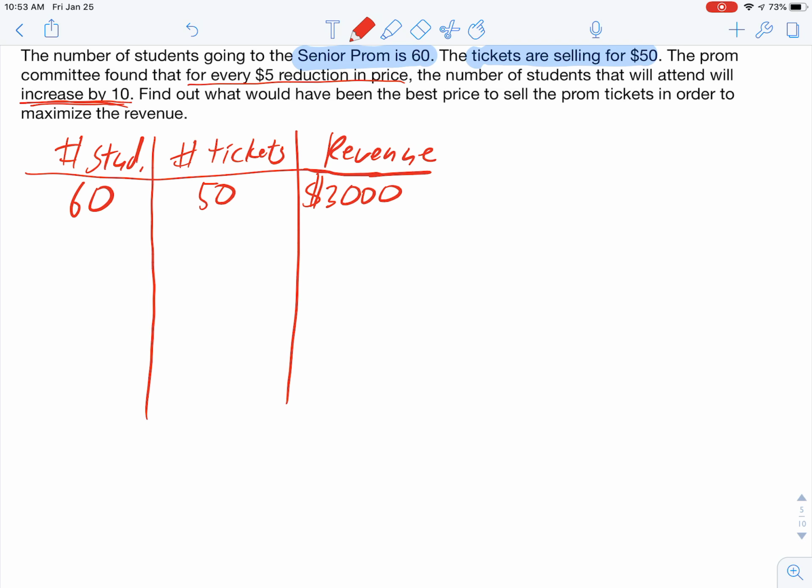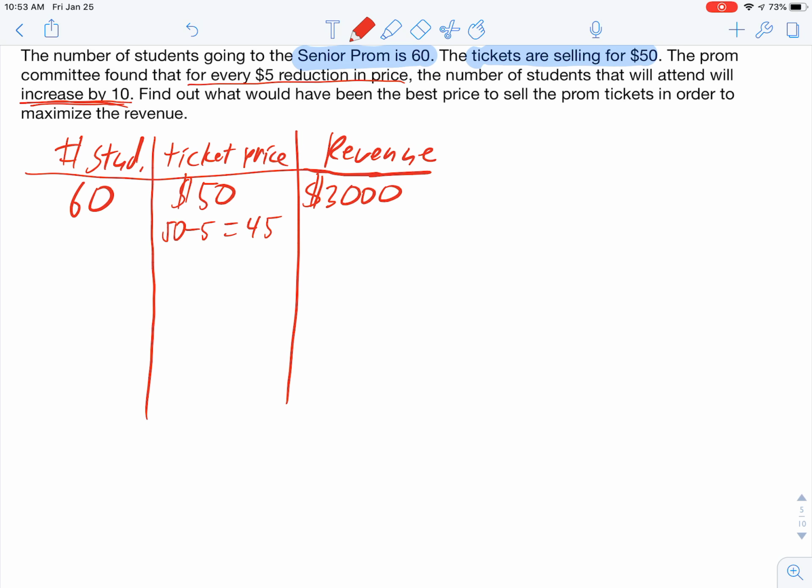So if they reduce the price by $5, so if, oops, I actually miswrote that, so this is super confusing. It's not the number of tickets at all. Sorry about that. It's the ticket price. Hopefully you caught that and were yelling at your screen. So the ticket price was $50. So if I subtract 5 from the price, I get $45.